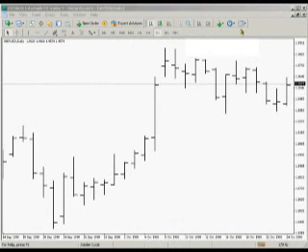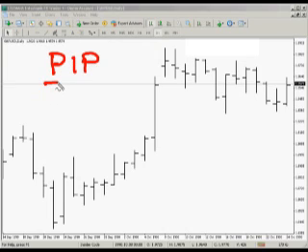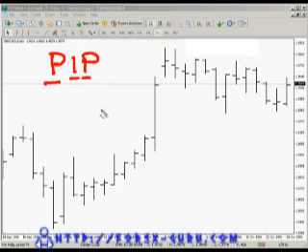Alright, now before we continue on, I want to talk about a subject that we covered in the Forex market history, and that is a pip. Remember, a pip is a price interest point, and what it means is the smallest movement of the market.